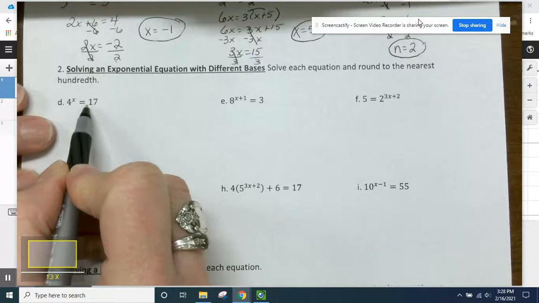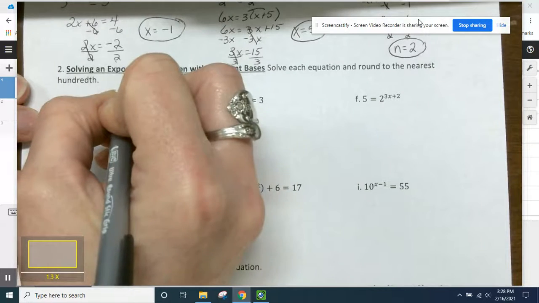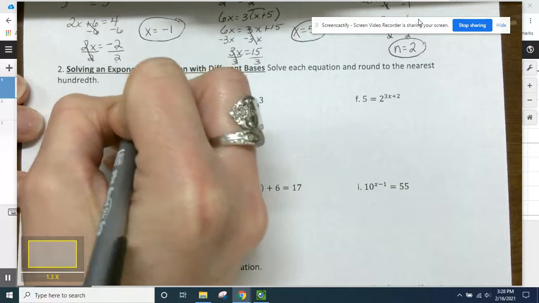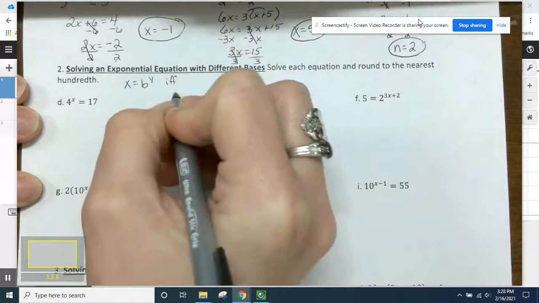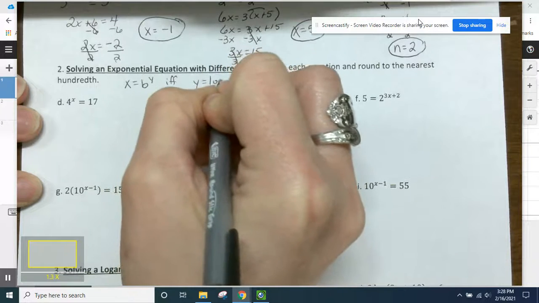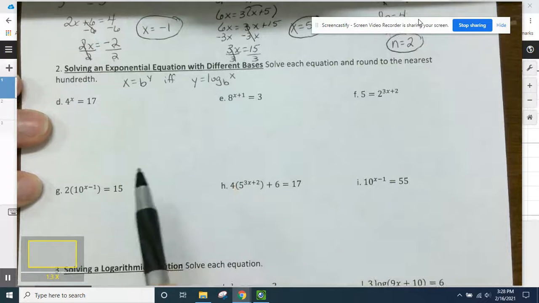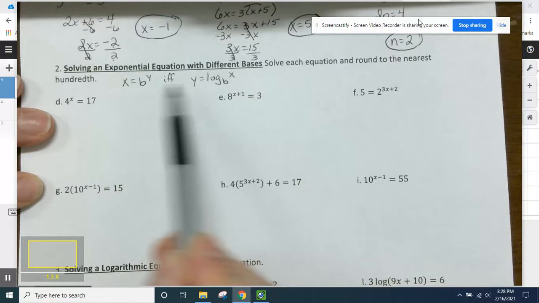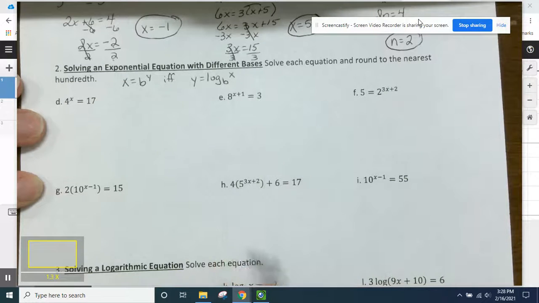Now I've got to create this into a logarithm. So let me remind you that what a logarithm means is this. X equals b to the y, if and only if, that's what that IFF means, if and only if y equals log base b of x. So I'm going to write that up there so you have it to refer back to. Remember, your base is always the same. Base is the same for the exponent, and base is what it is for the log too.